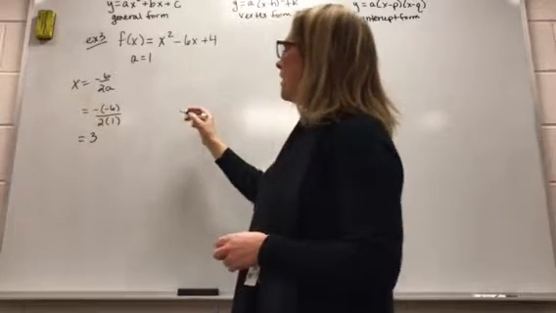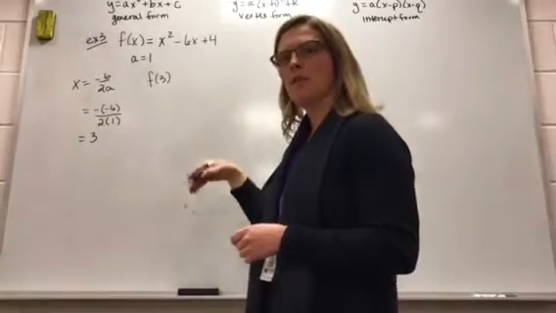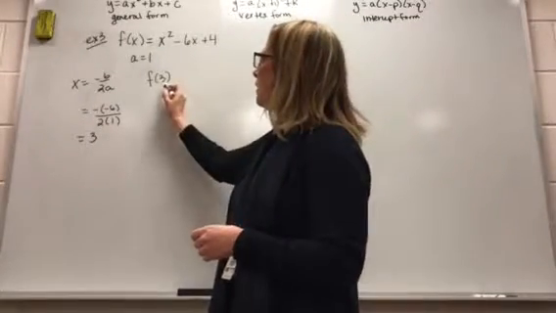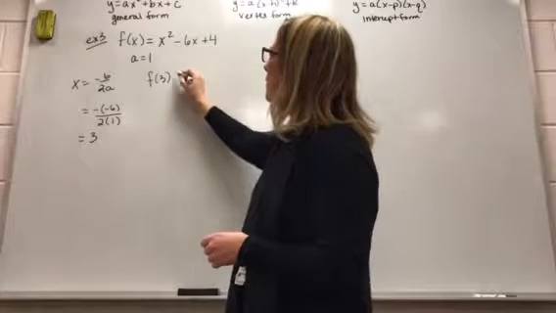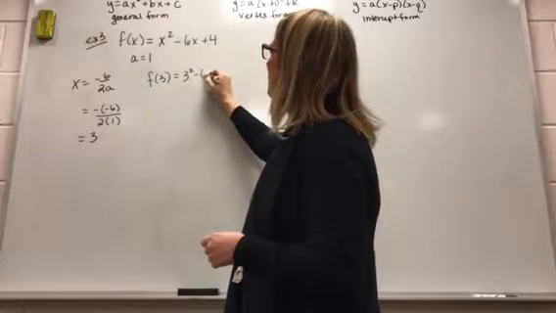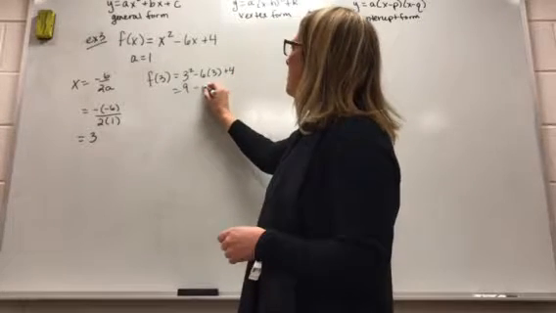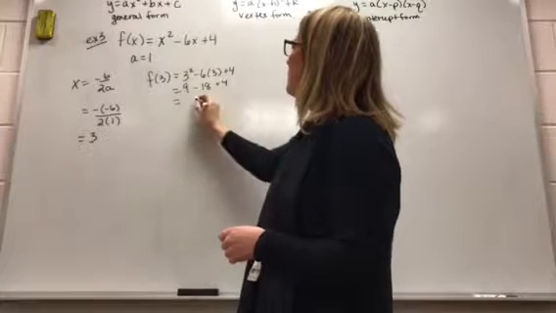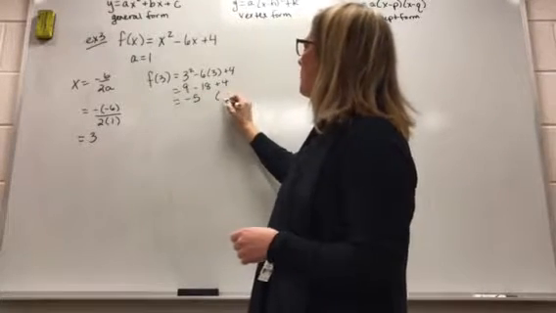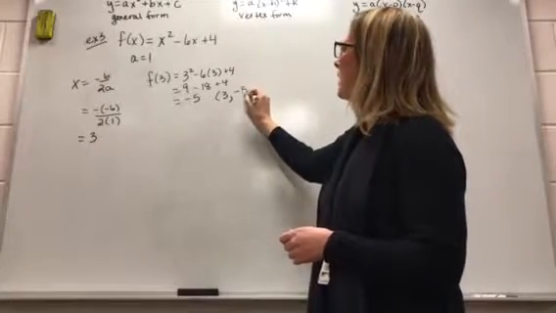So to find my vertex, I would evaluate f of 3. On your chart, it says negative b over 2a is what you plug in here, but I already figured out what that value is. In this case, it's 3. So f of 3 equals 3 squared minus 6 times 3 plus 4, which is 9 minus 18 plus 4, so negative 9 and 4 is negative 5. So my vertex is located at 3, negative 5.